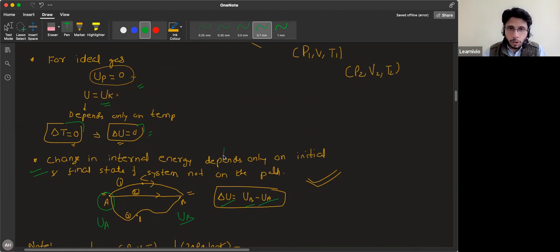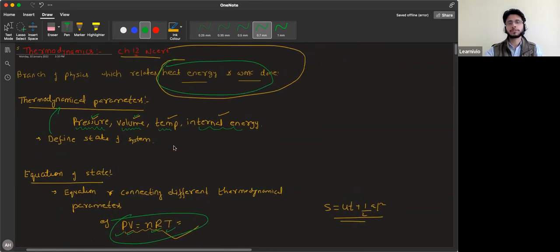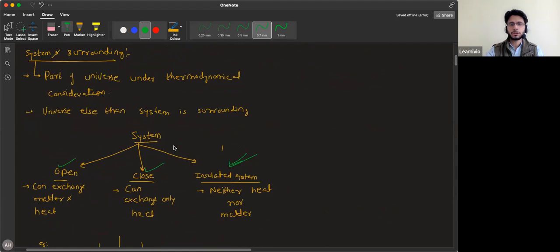And this is very, very important. When you look at questions of thermodynamics based on the first law, almost in every numerical, in one way or other, they are using this concept, the internal energy. Change in internal energy depends only on the initial and final position, not on the path. So please do one thing, just take screenshots. Take screenshot.